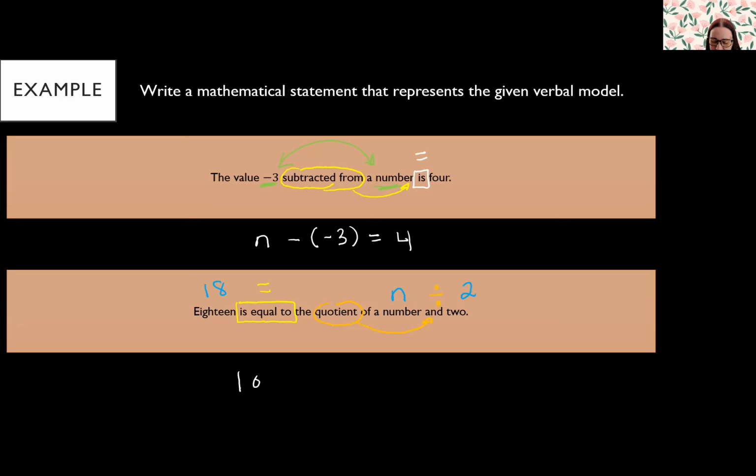But we've got 18 is equal to, so that's your equal sign. Quotient is dividing, and we're going to translate that division as a fraction. So instead of writing n divided by 2, it's going to be n over 2. So 18 is equal to the quotient of a number and 2 becomes 18 is equal to n over 2.